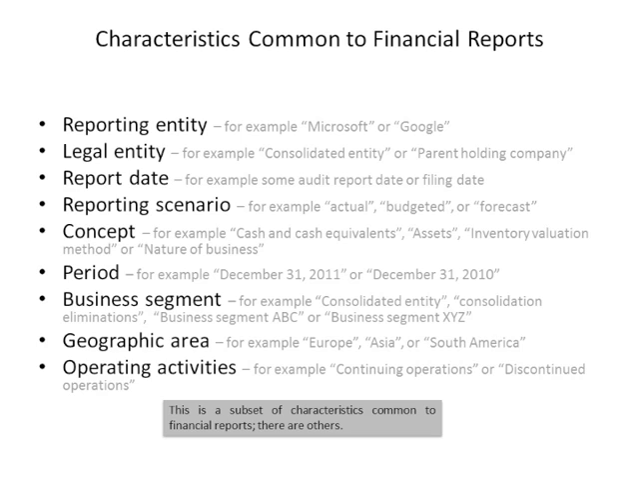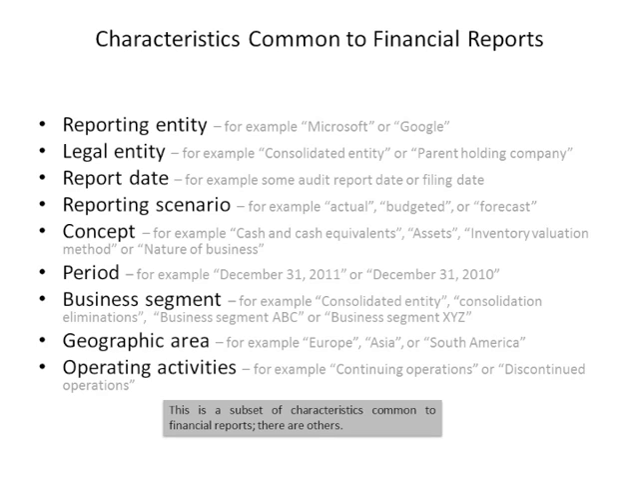Another common characteristic is the actual concept. Maybe you're reporting cash and cash equivalents, assets, inventory valuation method, or maybe nature of the business. Another is the period. Are you reporting a fact for December 31st, 2011, or is it for December 31st, 2010, or some other date? Another common characteristic is business segment. Is it for the consolidated entity? Is the fact relating to the consolidation eliminations, or is the fact relating to business segment ABC, or maybe business segment XYZ?